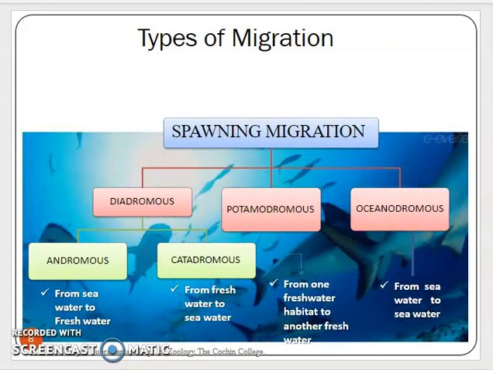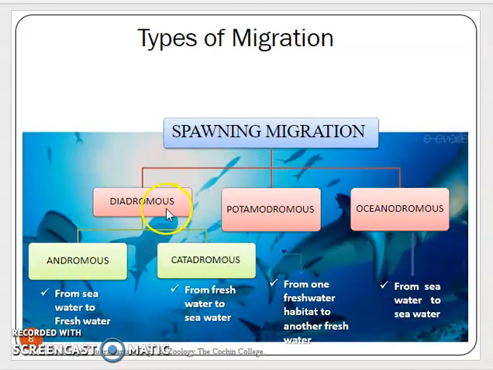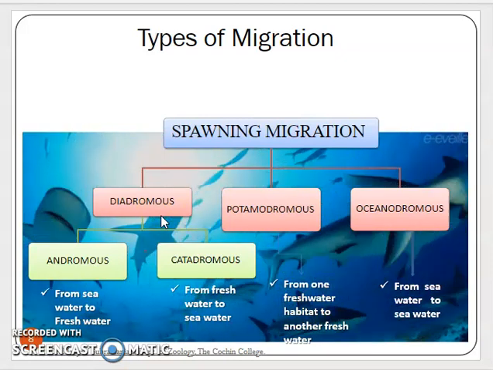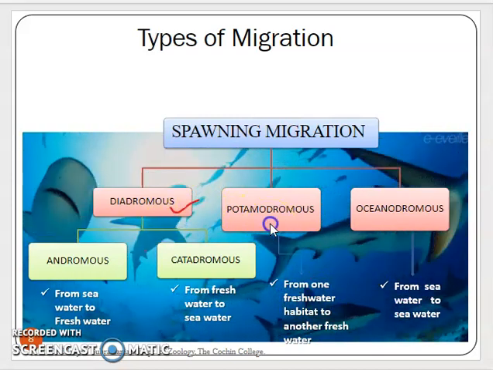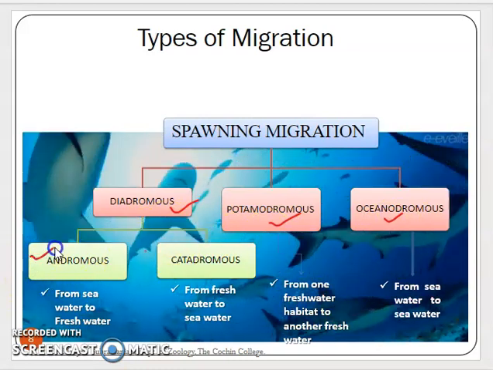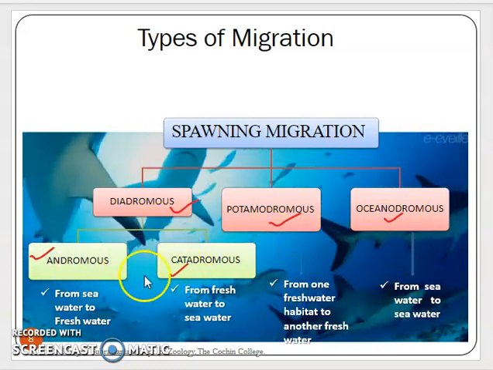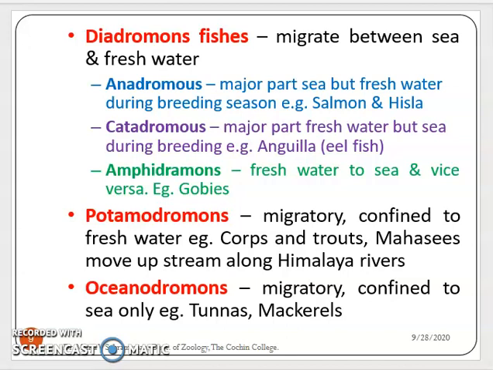So in the previous lecture, we discussed the different types of migration. The migration is mainly for spawning, so they are also called spawning migration. The different types of migration include diadromous, potamodromous, oceanodromous. And diadromous is again divided into anadromous and catadromous. We have seen the different types, and let's discuss once again in detail.